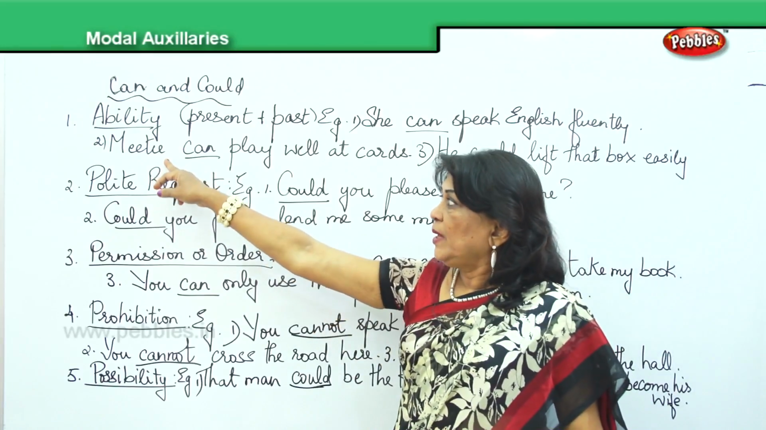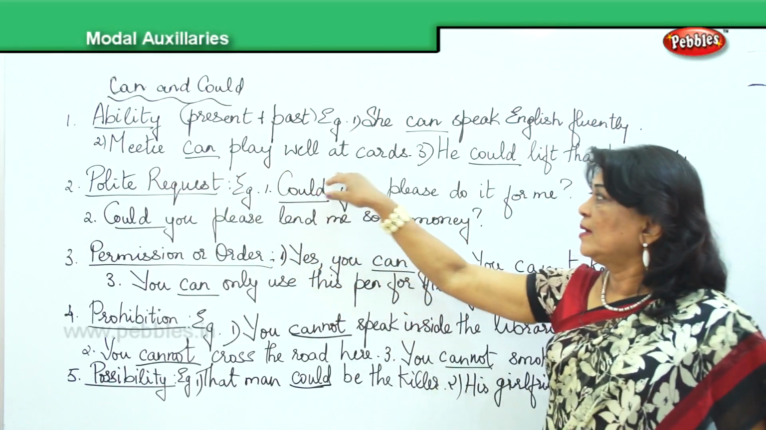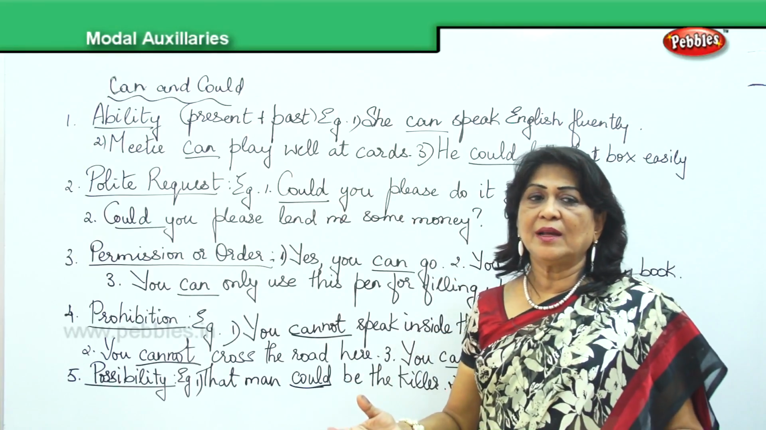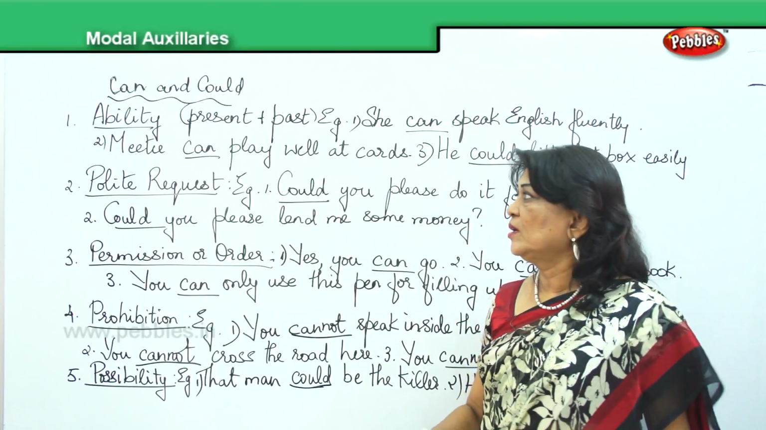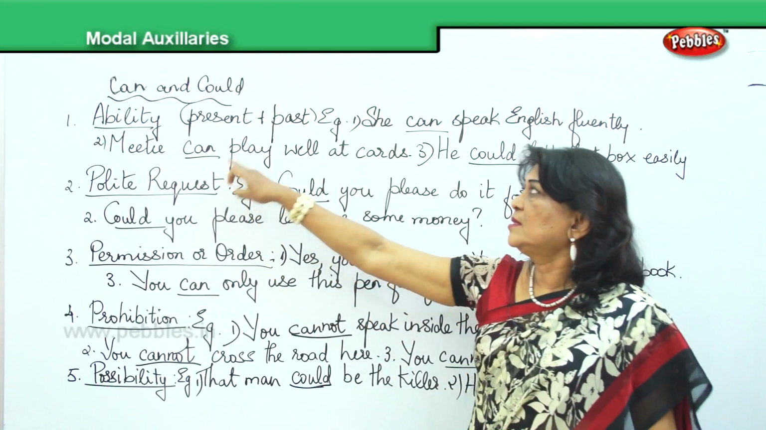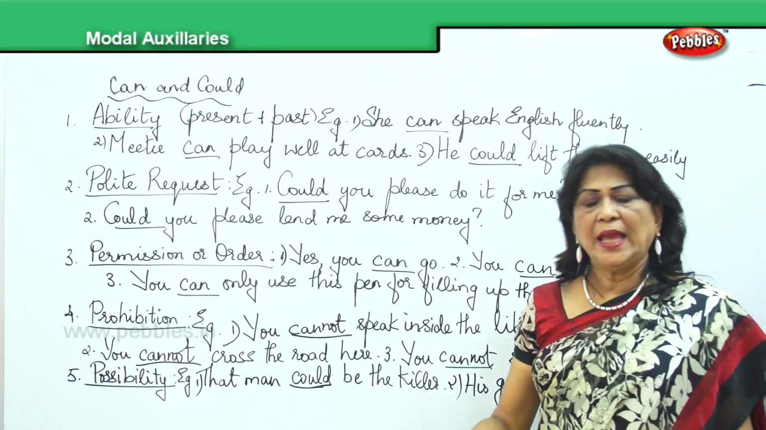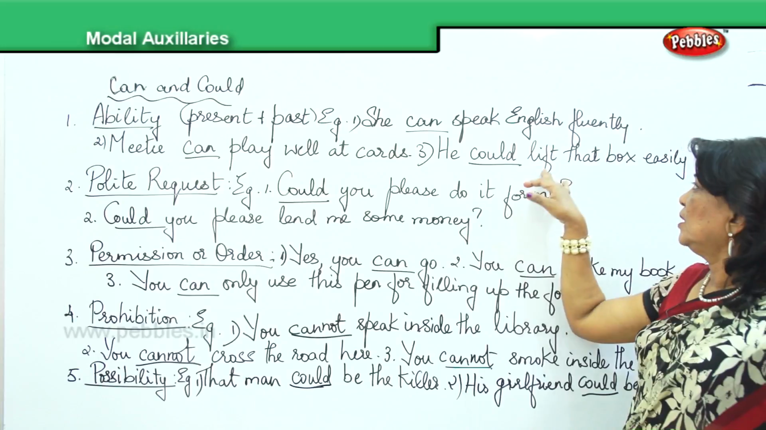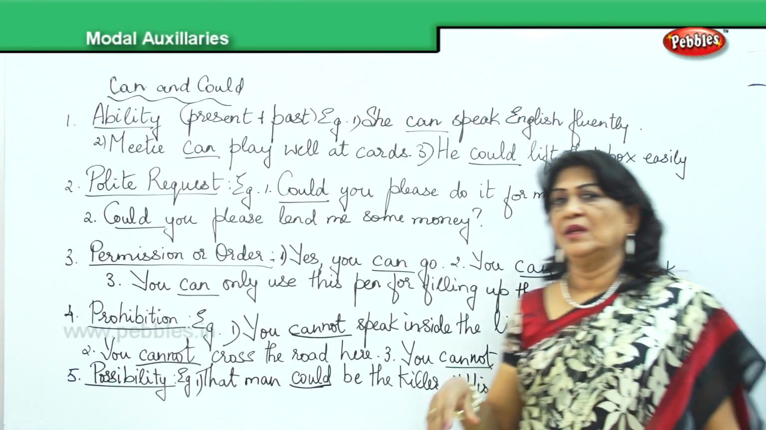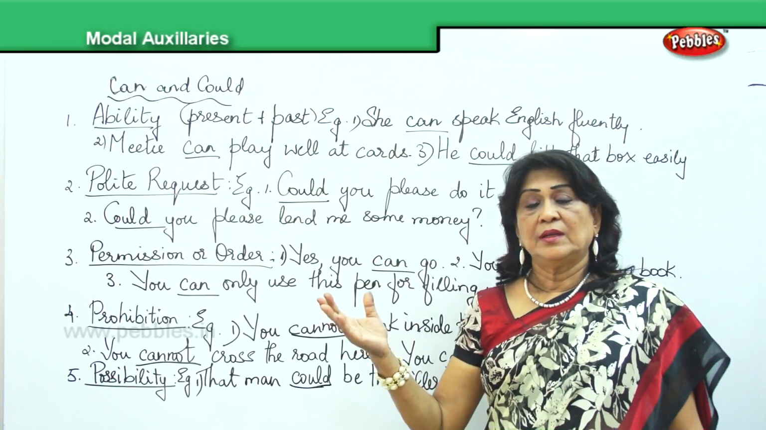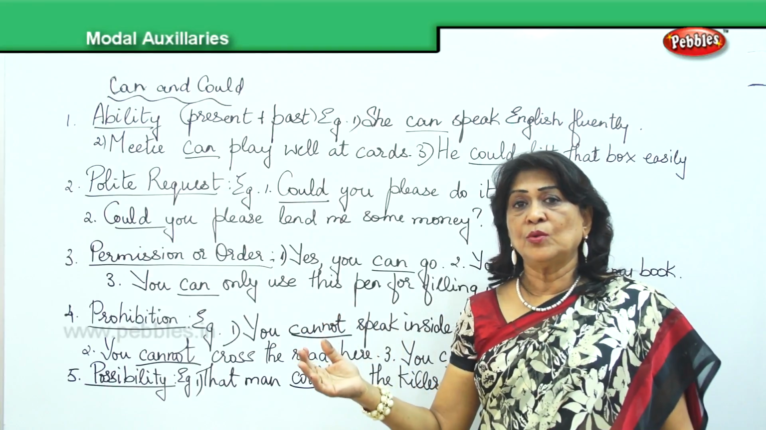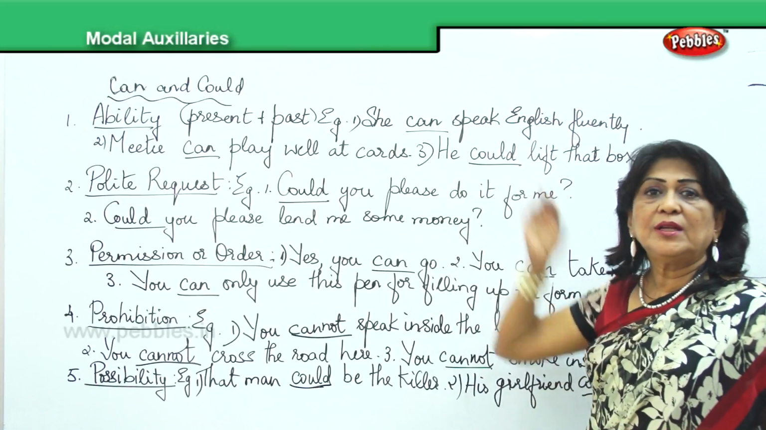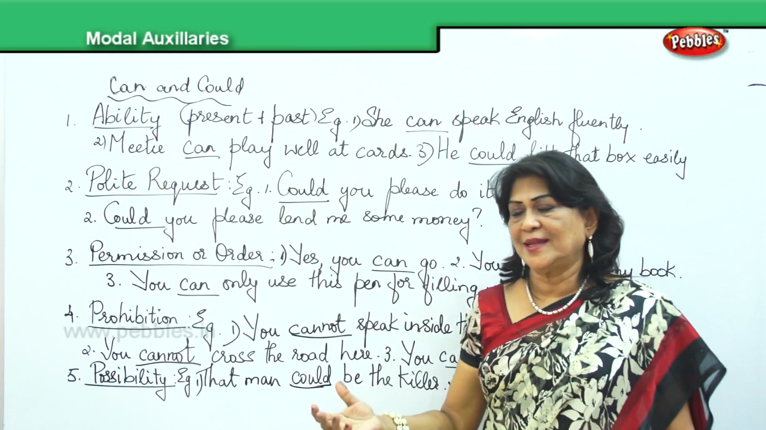Next one, Meethu can play well at cards. It's just a general statement, and this shows ability, that she is able to. He could lift that box easily. Last year, Mr. Somu could lift that box easily. Could is used here as past tense.